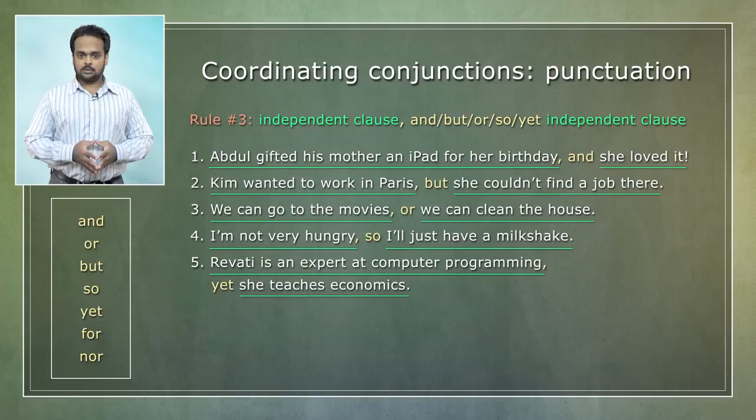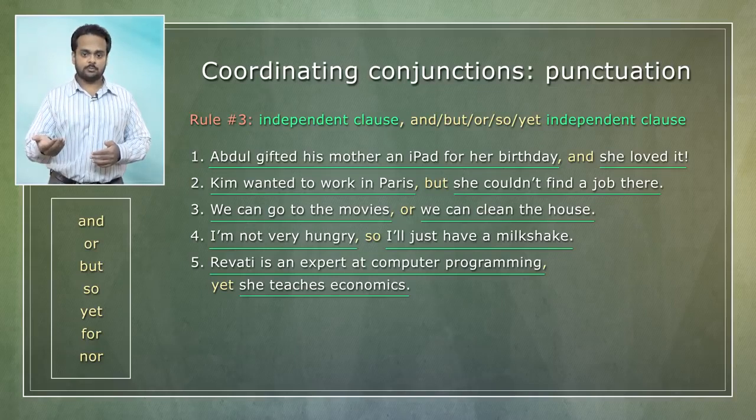In number 3, the conjunction or shows that there are two options. We can go to the movies, that's the first option. It's also the first clause. And the second option is we can clean the house. That's the second clause.